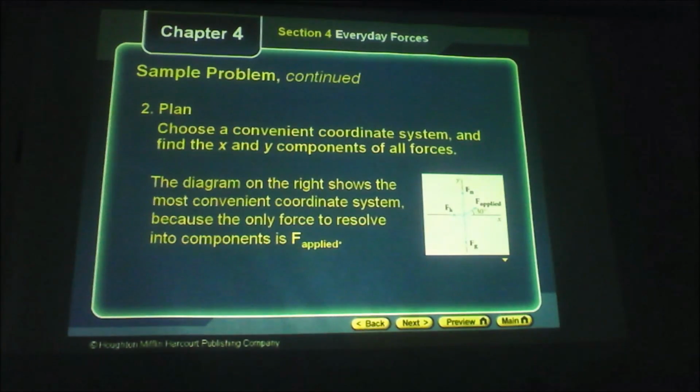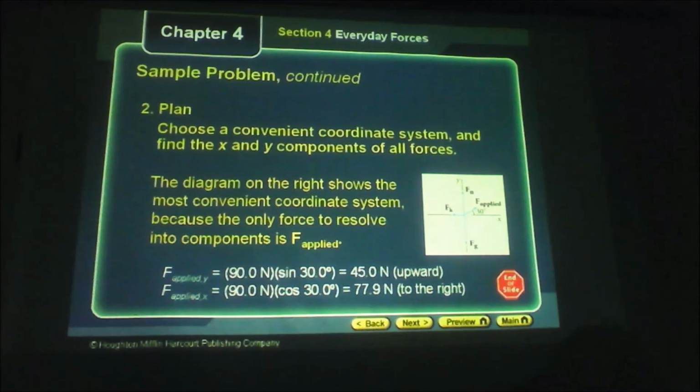So here we show our force of gravity, our force of normal, and then our friction force. We can get all three of those lying on the xy coordinate axes, so we only have the applied force to resolve with some trigonometry. Here's our diagram showing the most convenient coordinate system, and we only need to resolve the F applied into our x and y components.